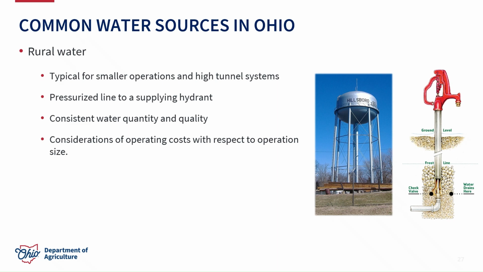Now, some considerations that the producer may bring up as part of the discussion on their water source is, as that operation grows in size, the water usage is going to grow, and therefore the operating cost of the rural water is going to grow as well. While that may not be a resource concern that we are able to address from our fundings, it still should be something we understand in that discussion with the producer.